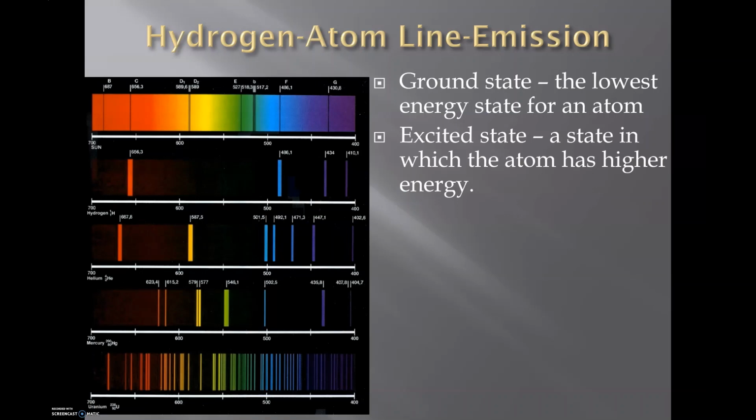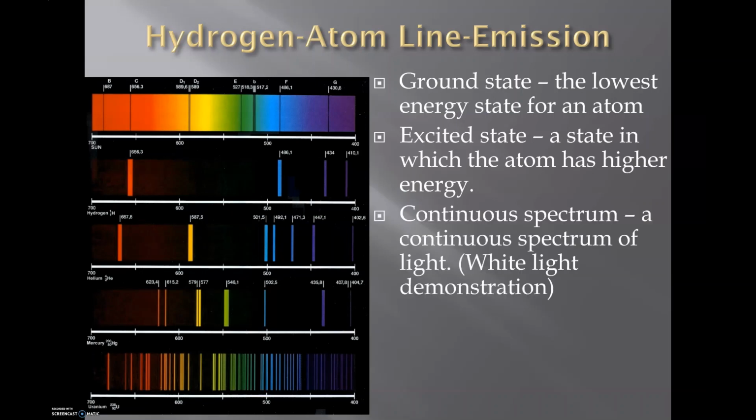What we see here on the left are the different spectrums of some different elements. The first one we see at the top here is the sun. If you take a prism and hold it in front of the sunlight, you'll see the rainbow show up. We call that a continuous spectrum. That's just white light, so this is what you would see during a white light demonstration. You get all the colors in the rainbow, ROY G BIV.